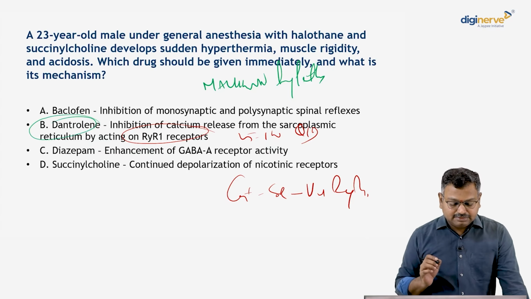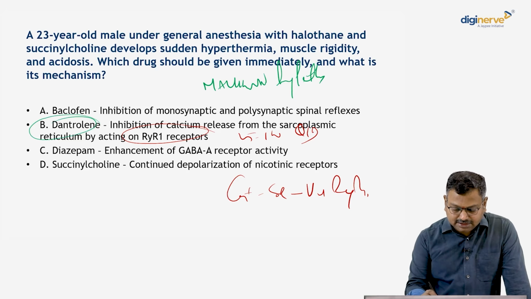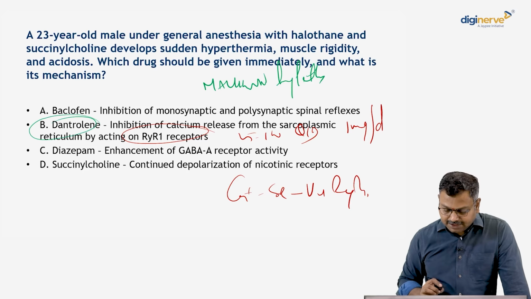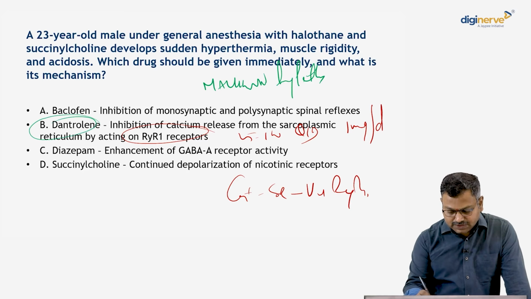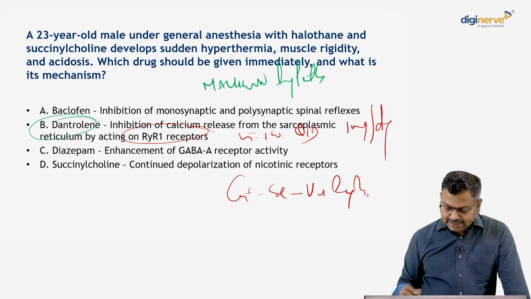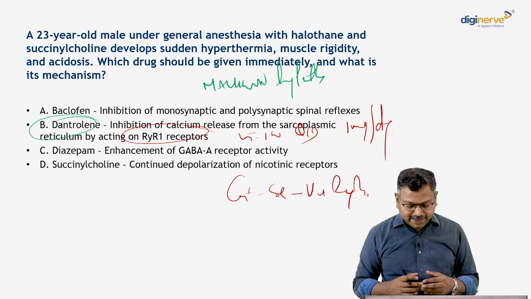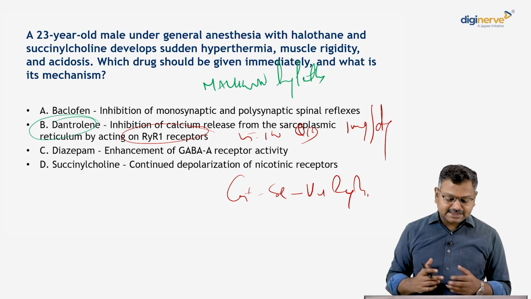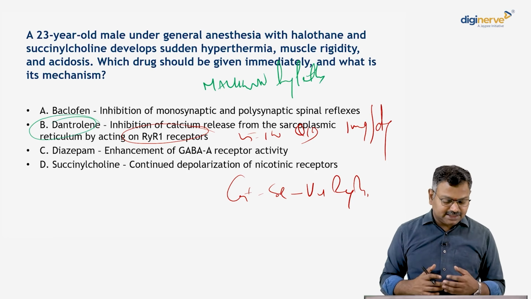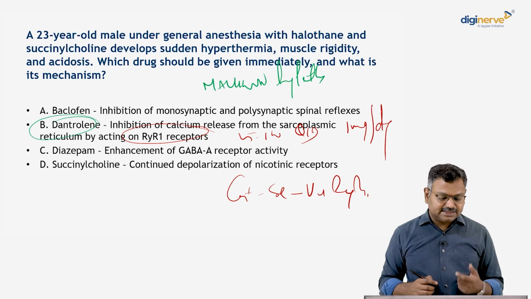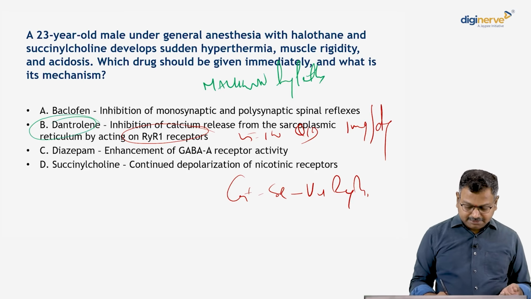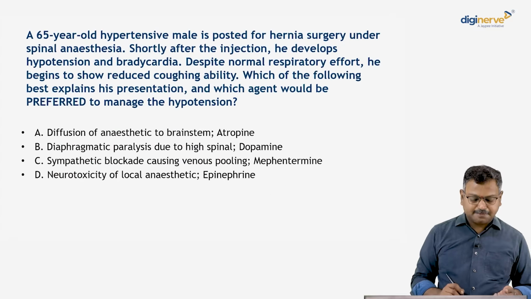In a patient with malignant hyperthermia, we give dantrolene at 1 milligram per kg dose. That is what we are going to give. Among the other drugs, baclofen is a centrally acting monosynaptic agent, but it is only for spasticity. Diazepam increases GABA activity, but that is not the reason here. Succinylcholine worsens the disease. So our mainstay therapy is dantrolene in this case.